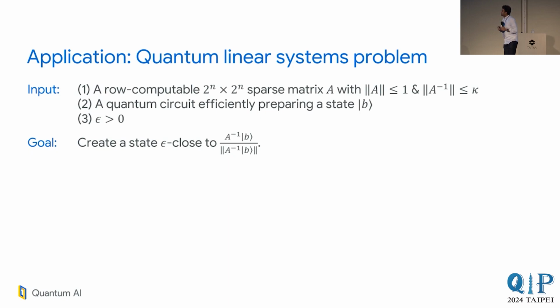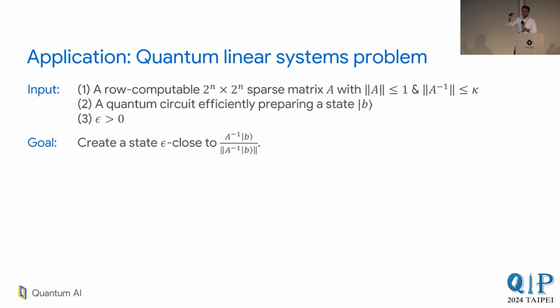So what's going on here? This is some kind of quantum analog of solving a linear system of equations. You're given some matrix A, and it happens to be sparse and row computable. Remember those definitions from the previous slide. Additionally, you're told that the spectral norm of A is at most 1, and the spectral norm of A inverse is at most kappa. This implies that the condition number of the matrix is kappa, if you know what the condition number is. If you don't, that's fine. Just remember this. So you're given this matrix. Then you're given a quantum state |b>, but you're not just given a copy of this quantum state; in fact, you're given a quantum circuit that prepares the state |b>.